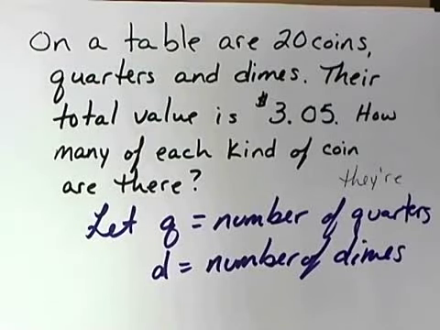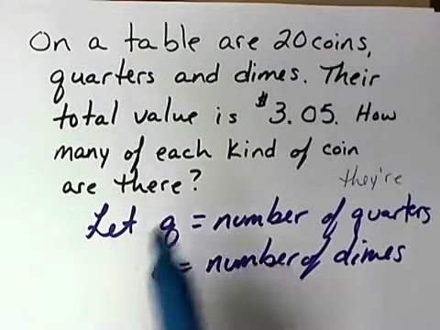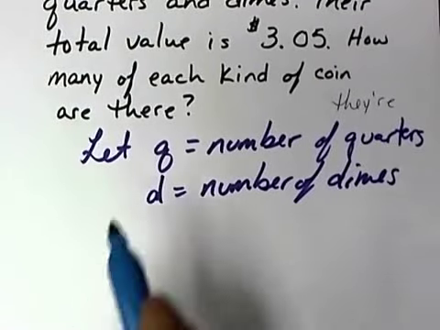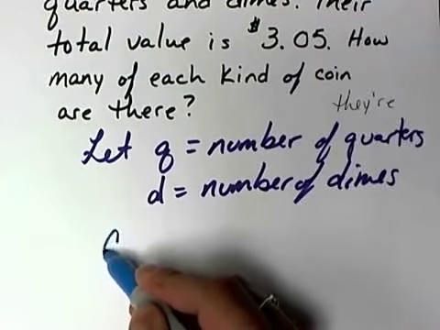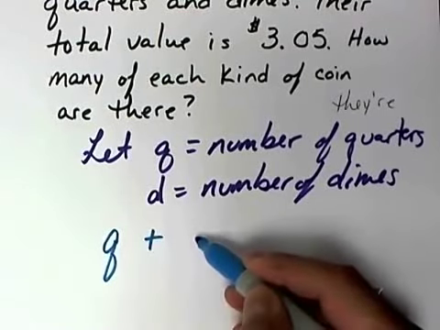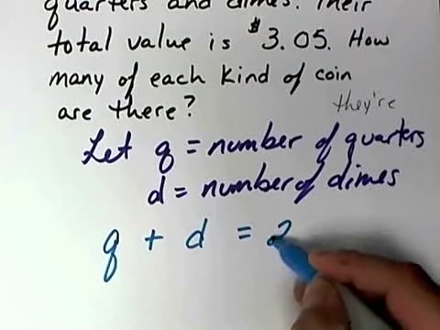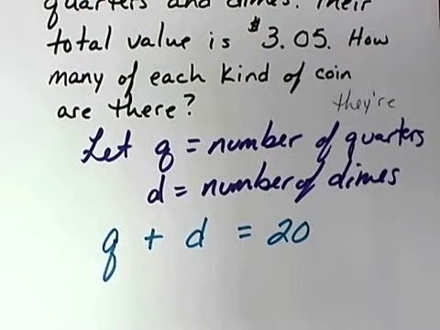Now wait a second, it told us how many total coins we have. We have 20 coins. So our first equation will be, we'll take the number of quarters, which is Q, add that to the number of dimes, which is D, and that'll give us our total number of coins, which is 20. So now we look at the next equation. It gives us a value of $3.05.